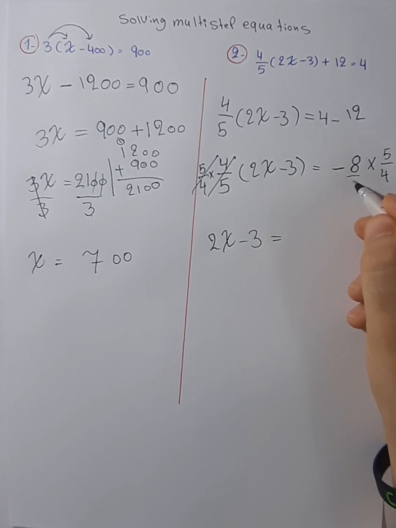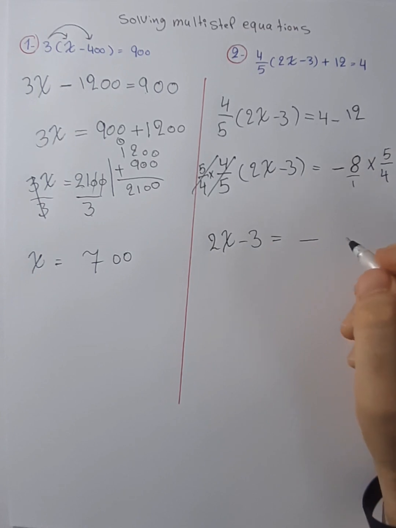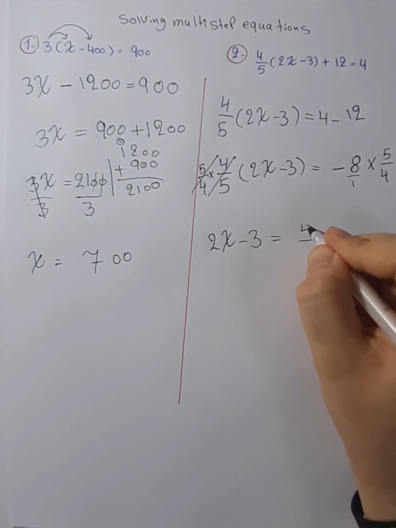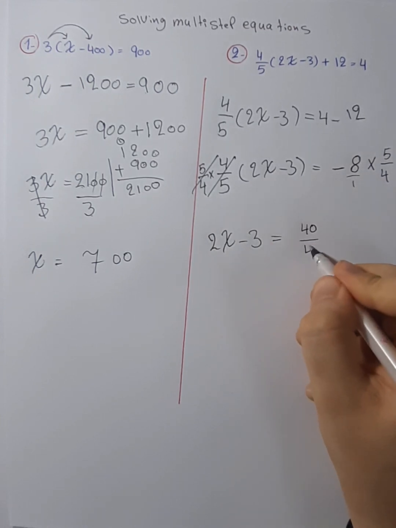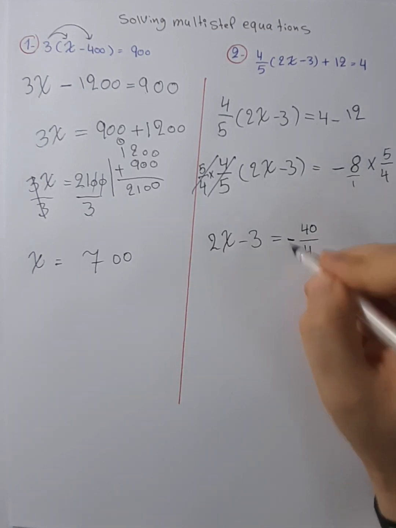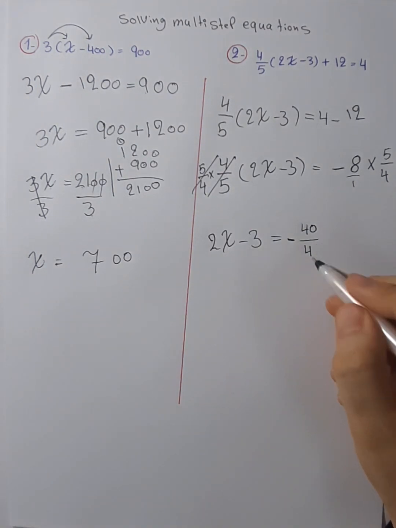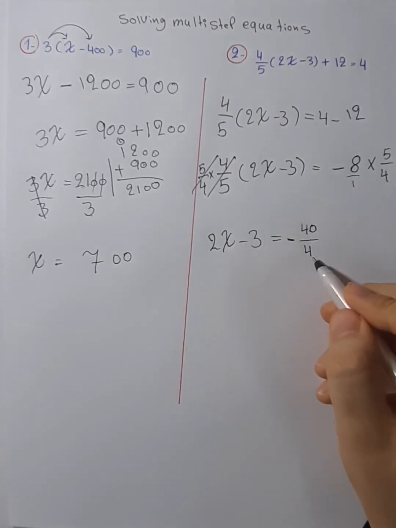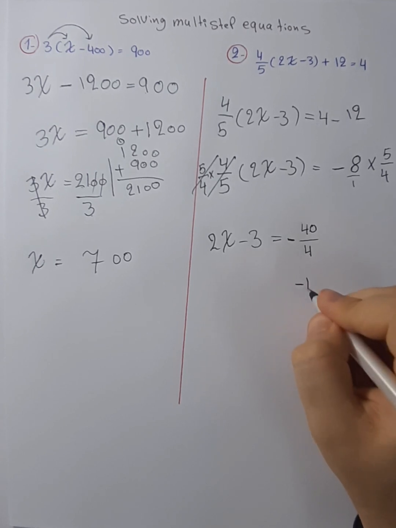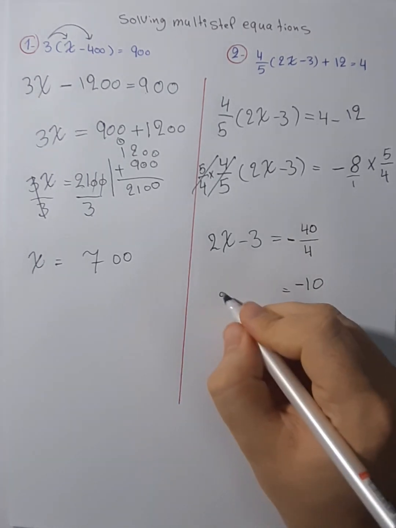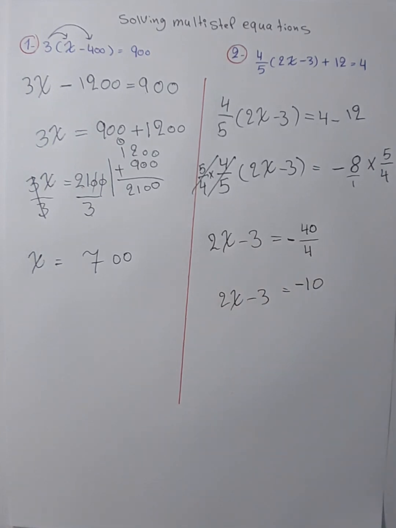We have to write 1 as a denominator for this 8, and then we have to multiply the numerator by numerator and denominator by denominator. 8 times 5 equal to 40. 1 times 4 equal to 4, and then we have to write minus, because minus times plus equal to minus, and then we can divide these two numbers. 40 divided by 4 equal to negative 10 equal to 2x minus 3.